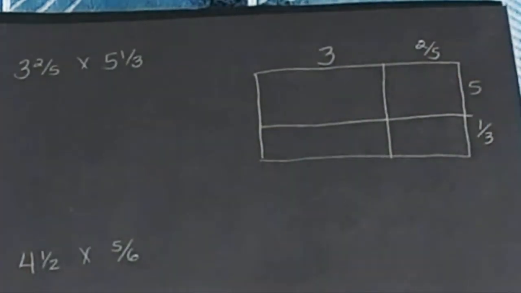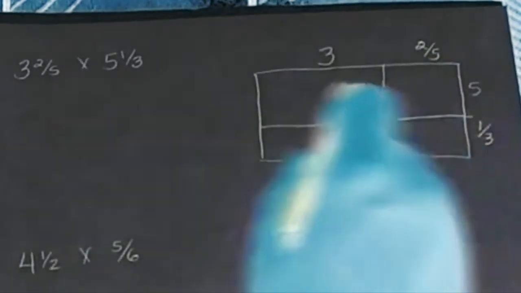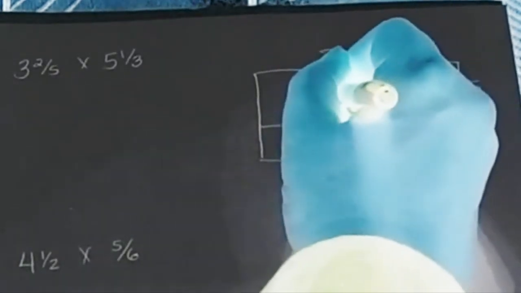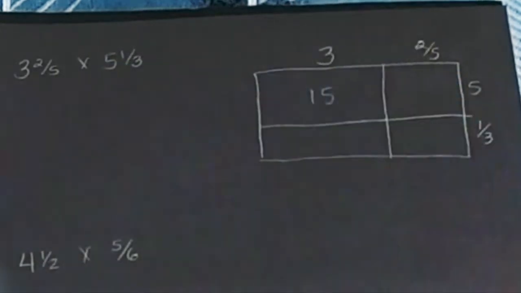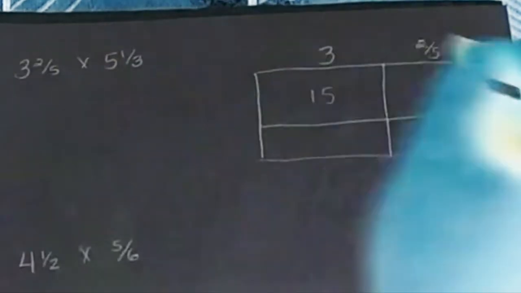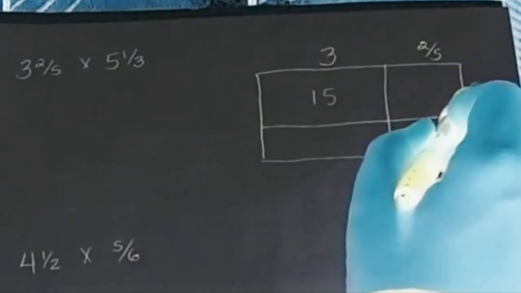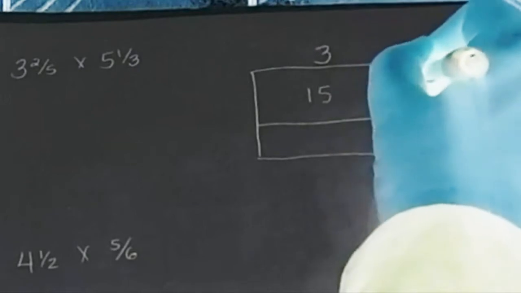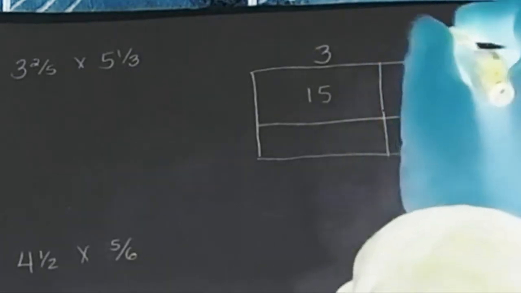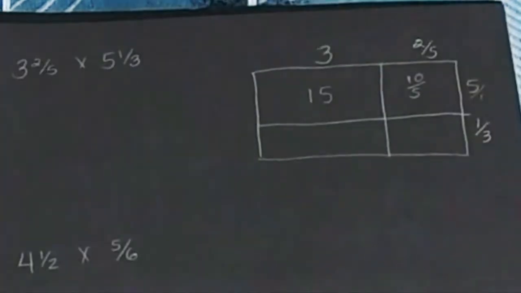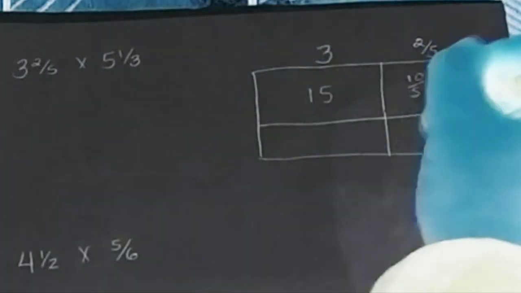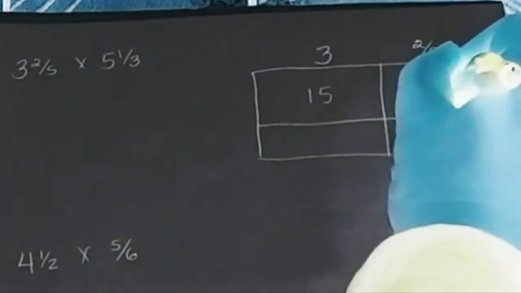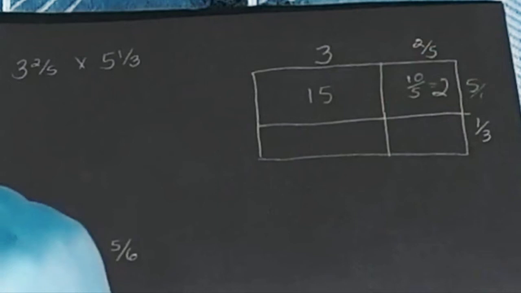And I'm just going to multiply as I go along. So 5 times 3 is 15. That's one of the partial products. 5 times 2/5. Well, remember, I can call that 5 over 1. So 5 times 2 is 10, all over 5 times 1 is 5. 10/5. I know that 5 goes into 10 2 times, so that's the same thing as a 2.